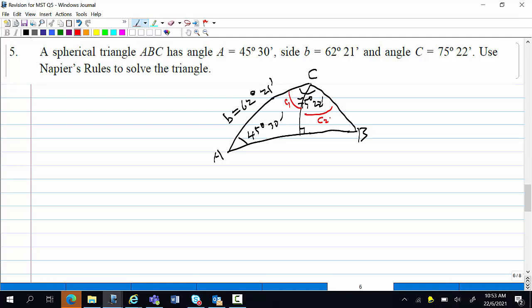We are going to apply Napier's rule to the left side of the triangle. Let's say this is V here. So apply Napier's rule to the left side triangle, let's say VAC. So let's draw the Napier's view.